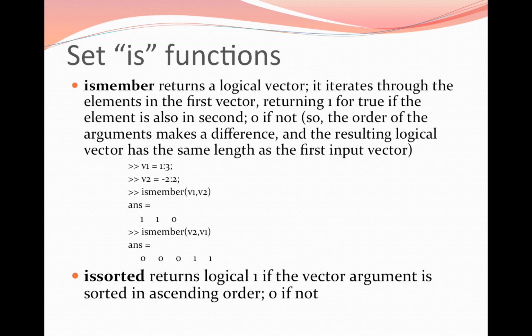If we reverse the order of the arguments, ismember of v2, comma v1, it's going to iterate through all of the values of v2, giving us logical true or false, whether that element is also in v1.